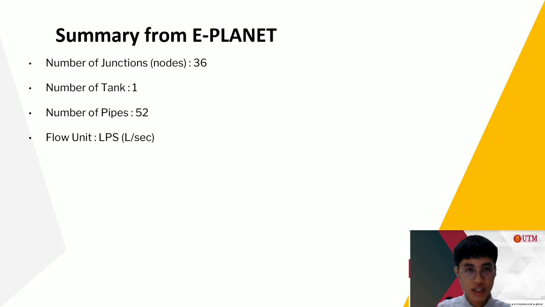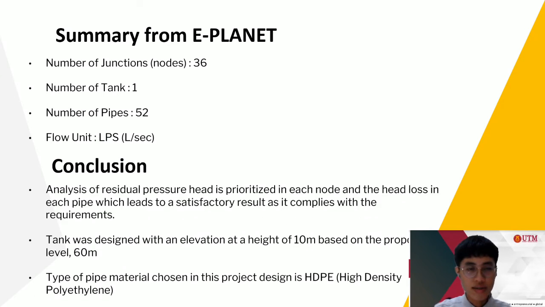From the summary of ePlanet software, the number of nodes is 36, number of tank is 1, and number of pipes is 52. In conclusion, the analysis of residual pressure head is prioritized in each node, and the head loss in each pipe, which leads to a satisfactory result as it complies with the requirement.